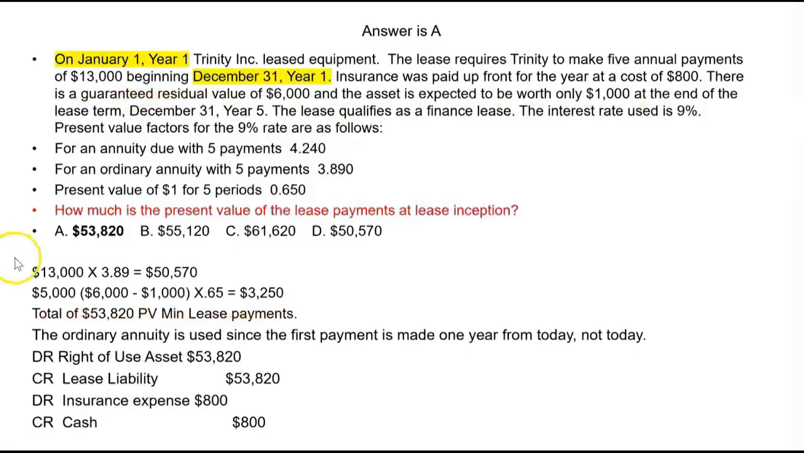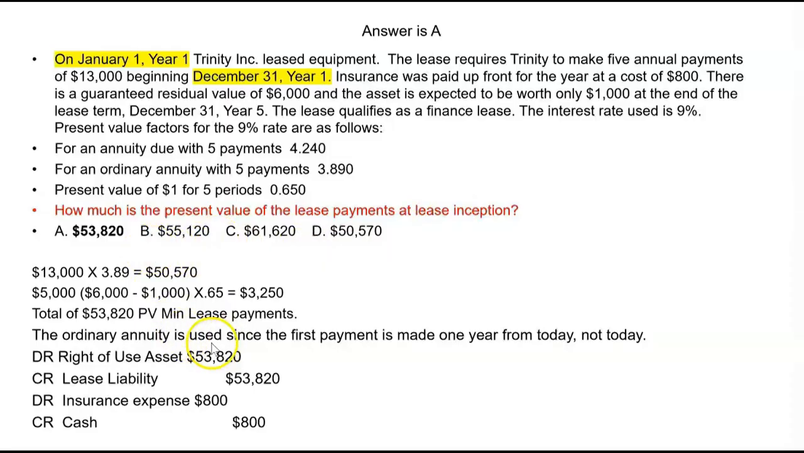But because of the guaranteed residual value, we have to take the $5,000 difference and multiply it by the present value of one payment 5 periods from now. We might have to come up with $5,000 5 periods from now. Multiply by 0.65 and you get $3,250. That's the present value of the guaranteed residual. Add the 2 amounts together and the present value of the lease payments at lease inception is letter A, $53,820.